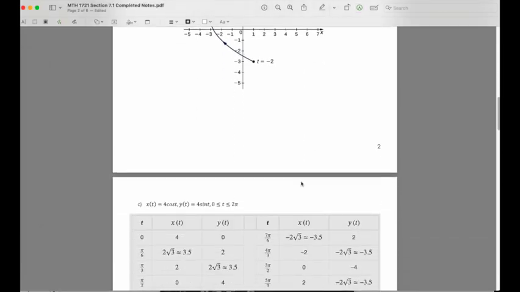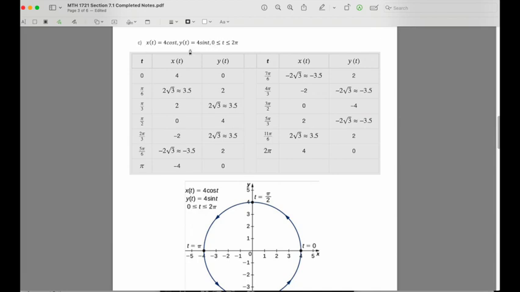Let's do one more. In this one, we're doing x is 4 cosine t and y is 4 sine t. And we're doing this for t from 0 to 2 pi. So I'll let you look at this chart. I'm not going to go through defining each of these points. But when we plot them, let's look. Our first point, we're starting at 0.